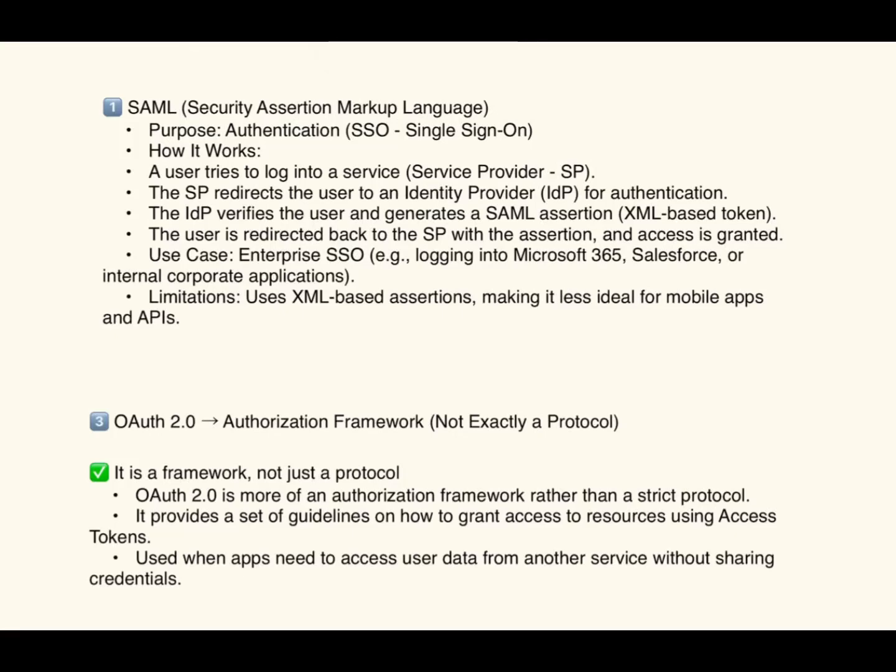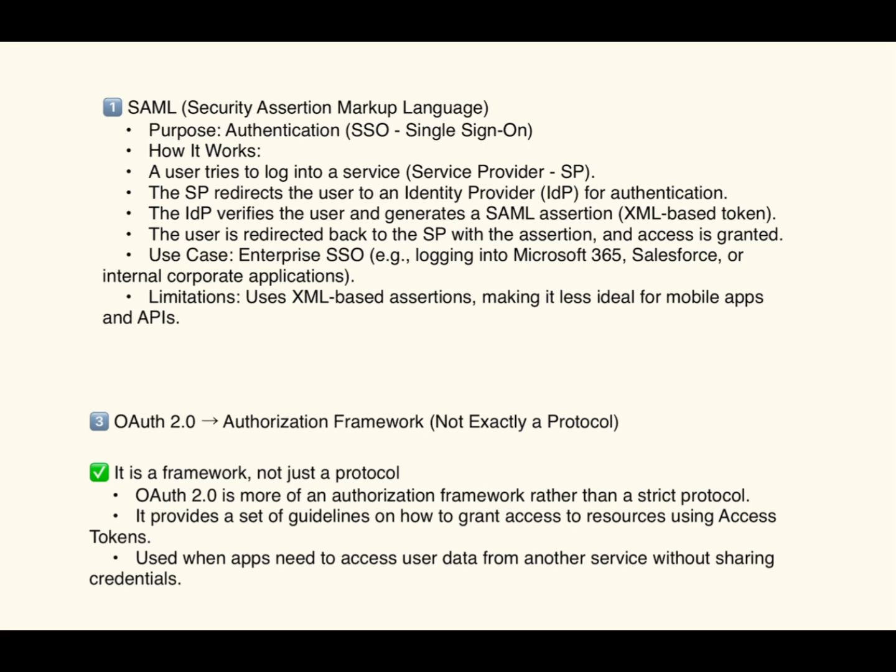In this video, we are going to discuss SAML and OAuth. SAML is an authentication protocol and is used for single sign-on. When a user tries to access any service or any website, then we can say that service or that website could be a service provider. We can call it service provider.